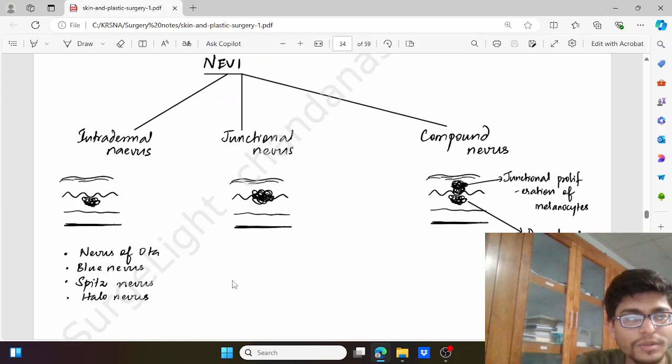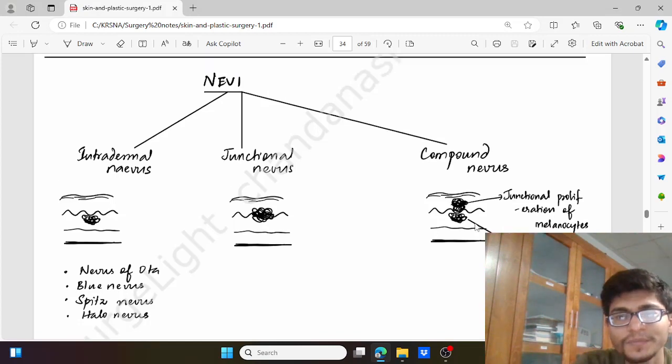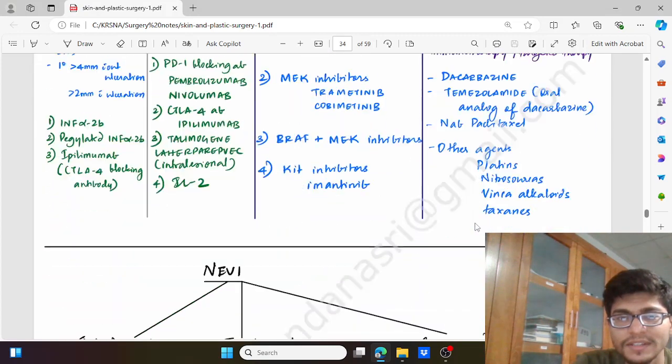Then nevi, that could be intradermal, inside the dermis. Examples are nevus of Ota, blue nevus, Spitz nevus, halo nevus, junctional nevus, and compound nevus, where there is junctional proliferation of the melanocytes and dermal nests of melanocytes below. That is the compound nevus.